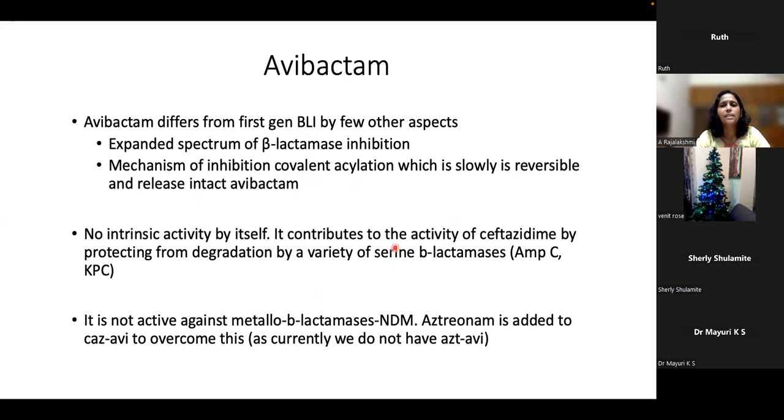It just enhances the activity of ceftazidime by protecting it from degradation by beta-lactamases, that is AmpC and KPC. It doesn't have any action against the MBL. To make it active against NDM, we have to add aztreonam. As aztreonam is added to ceftazidime-avibactam, it can then be active against MBL.